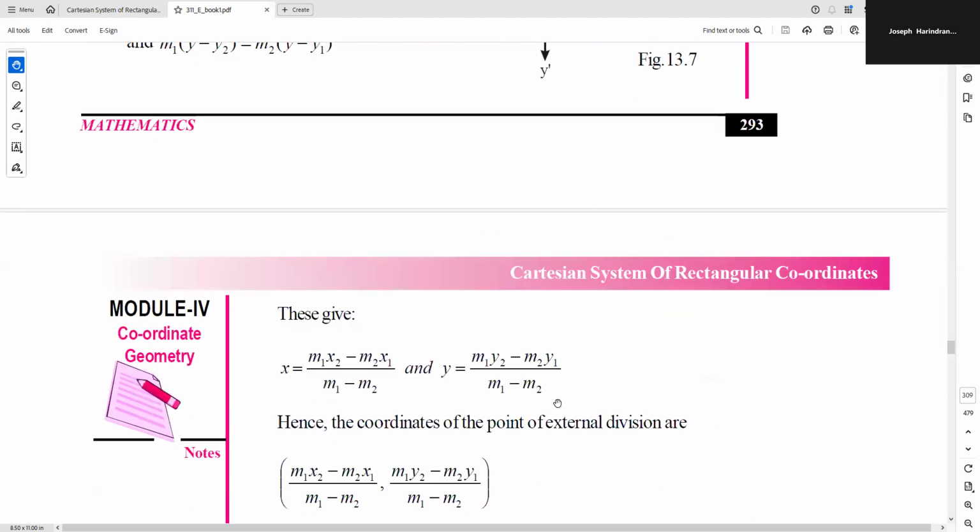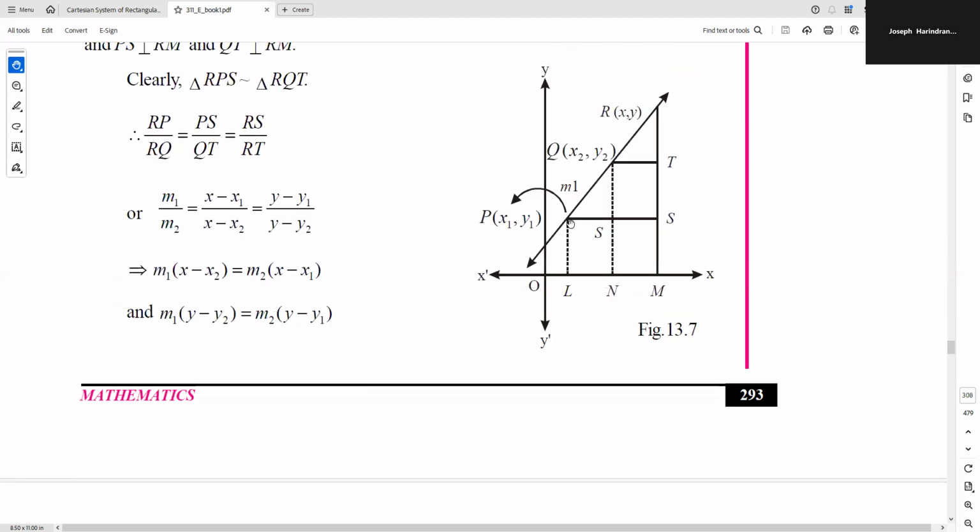Now let us go into the formula. This formula is similar to the internal division, but there is a minus sign. That's all. The x coordinate of R is (m1 x2 minus m2 x1) whole divided by (m1 minus m2). Here m1 is greater than m2, because the point lies outside, as you can see here.